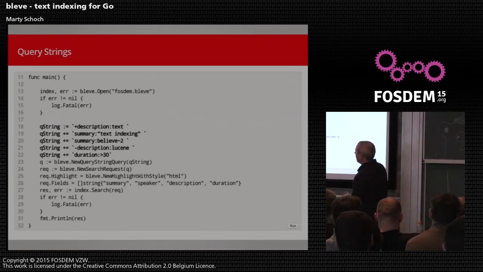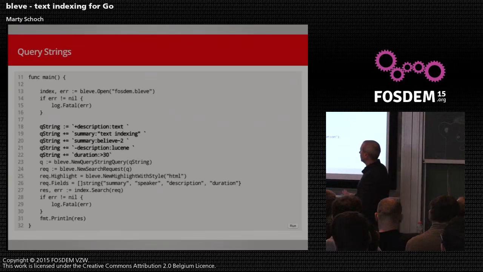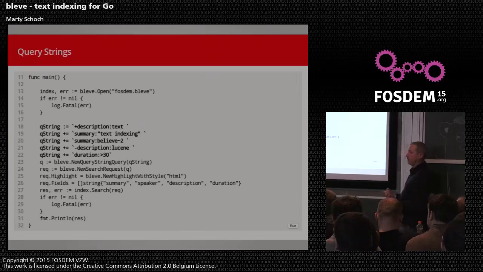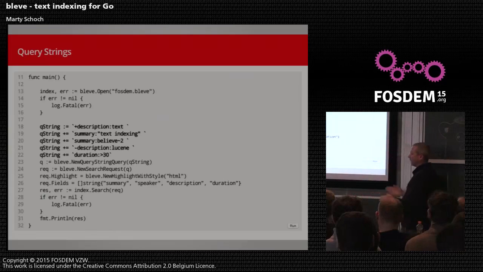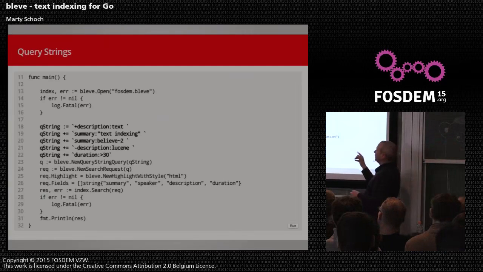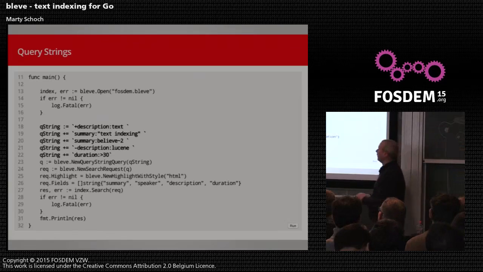but the syntax is certainly designed to be similar or the same. So here we have in the first one, again, we're just concatenating strings here to make it a little easier to read. Description:text is going to say in the field description, it's going to have to match the term text. The plus in front is going to mean it must satisfy that particular clause. On the next one, we see text indexing in quotes, which triggers a phrase match in this case. And again, that's also restricted to the summary field. Summary:believe(2) is going to do a fuzzy search. And then again, that 2 there is the Levenshtein distance that you're going to pass in as a parameter.